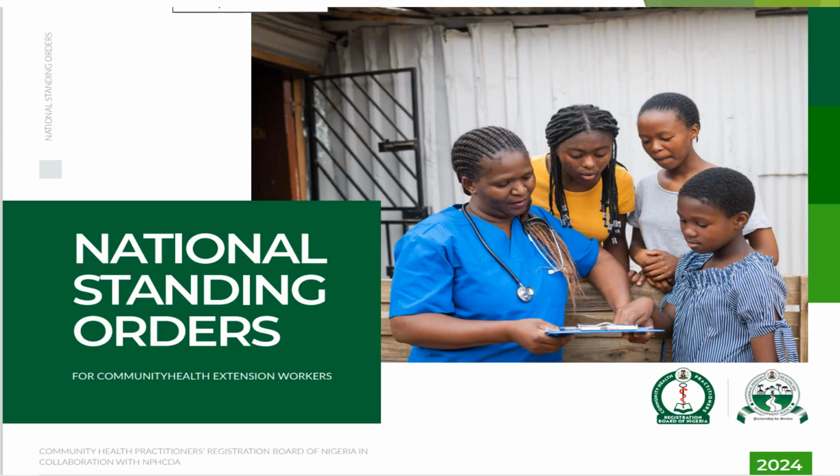So this is the cover page of the National Standing Order. It says National Standing Orders for Community Health Extension Workers 2024, a joint collaboration between the Community Health Board and the National Primary Care Development Agency.